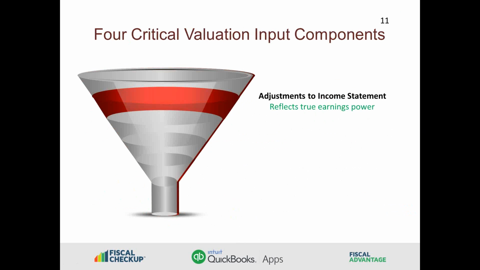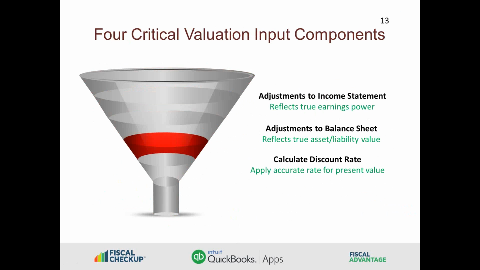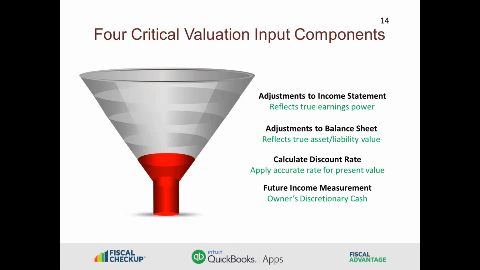So first, we may need to make adjustments to some of the income statement accounts if the values listed do not reflect the company's accurate earnings power. Second, we may need to make adjustments to the balance sheet if the values on the balance sheet don't reflect their accurate values, whether they're assets or liabilities. Third, we need to calculate the appropriate discount rate so we can use that to determine the present value of any future income streams. And finally, we need to estimate that future income stream.